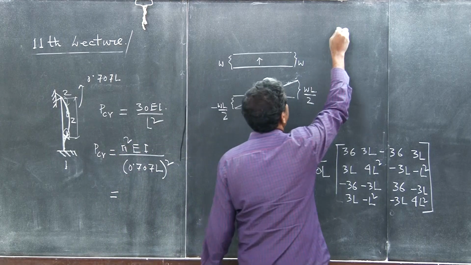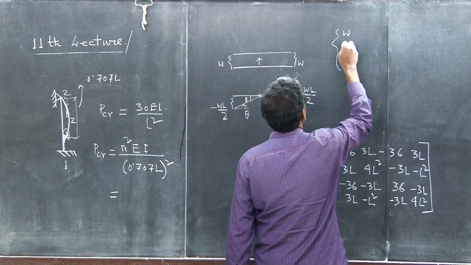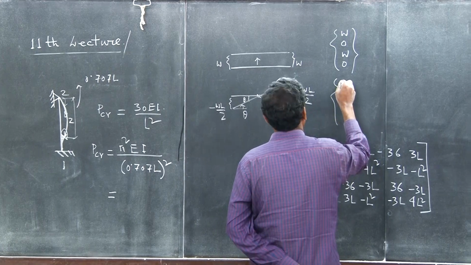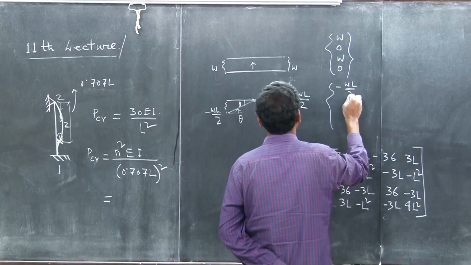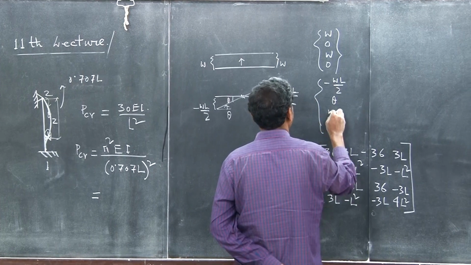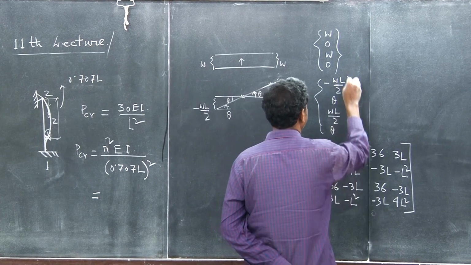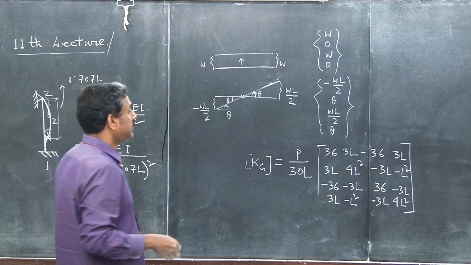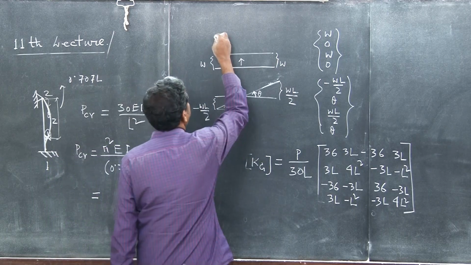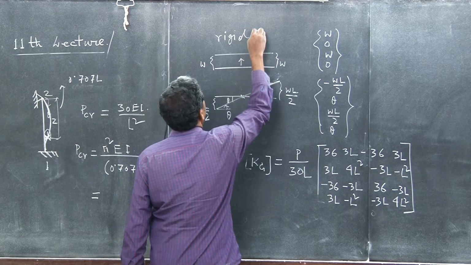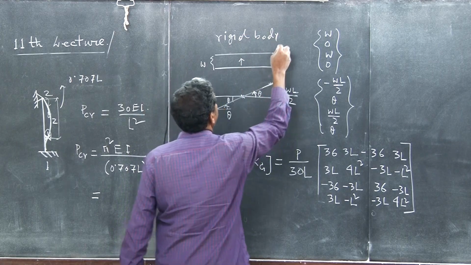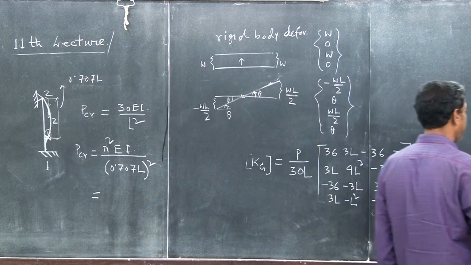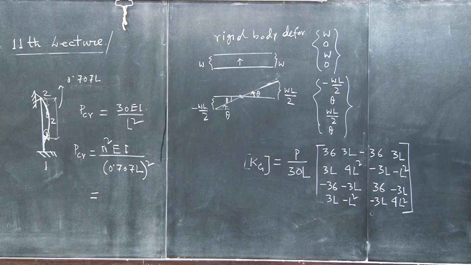So, here you please see what is the displacement, W 0, W 0, right, and what are the displacement components here, minus W L by 2 theta, W L by 2 theta, right. So both of these are rigid body deformation patterns. Now you tell me, you have done this thing already in your finite element.